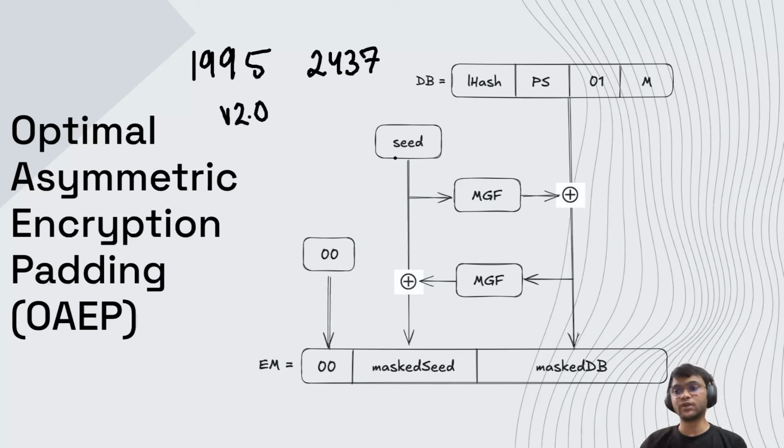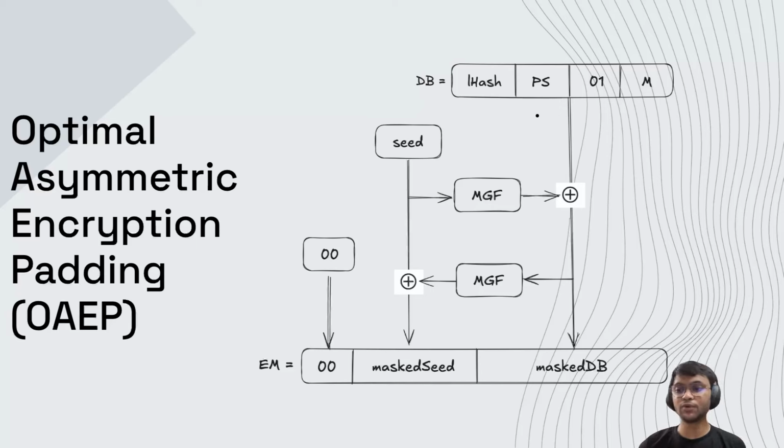Compared to PKCS #1 version 1.5, OAEP has a more complex encoding that uses hash functions and mask generating functions, MGF, to thoroughly randomize the plaintext before RSA encryption, thus providing stronger guarantees. OAEP's design can be viewed as a two-layered Feistel network using a random seed. It takes the input message and randomizes it in a way that is reversible only with the correct seed.